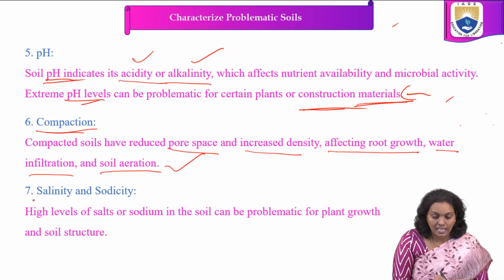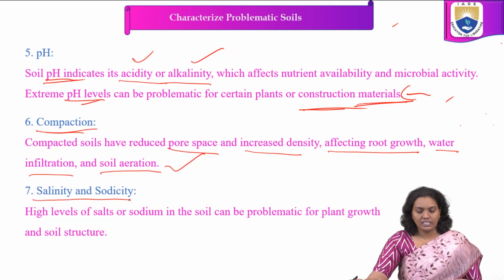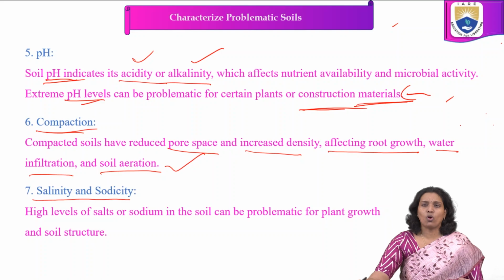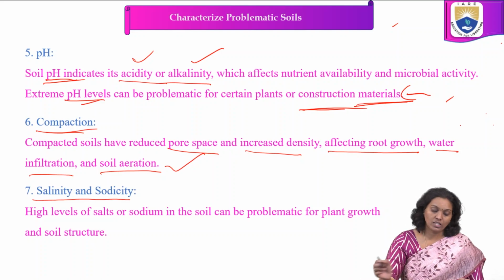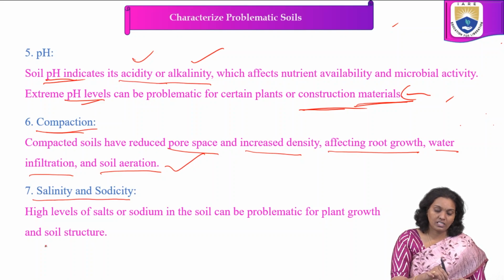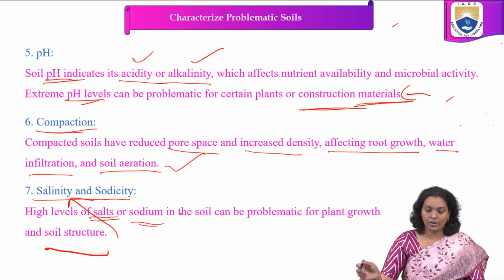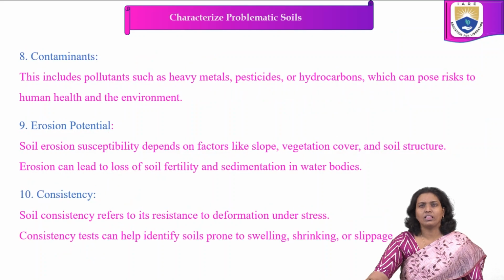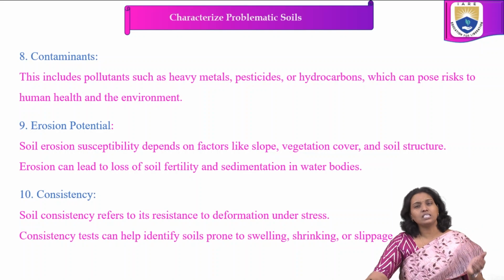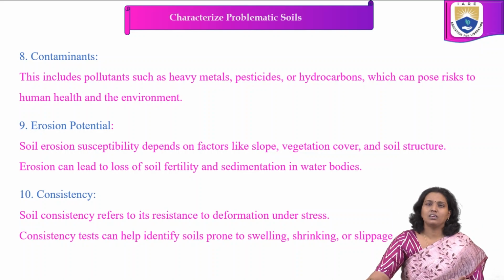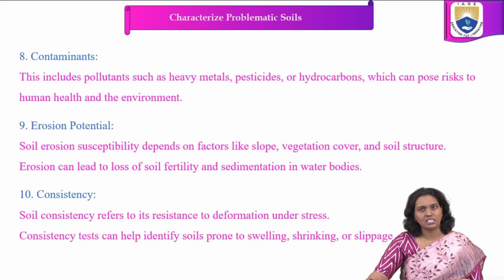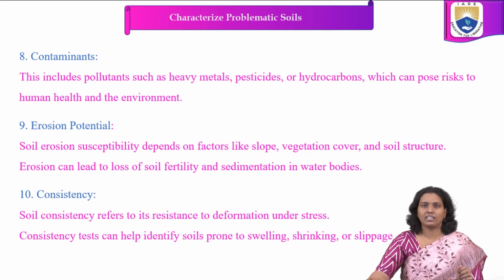The next one is salinity and sodicity. High levels of salts or sodium in the soil can be problematic for plant growth and soil structure also. Soil structure is going to be influenced because of the high level of salts and sodium in the soil. So these are all the parameters that are going to influence various other parameters, and for that purpose we have to understand these characteristics.